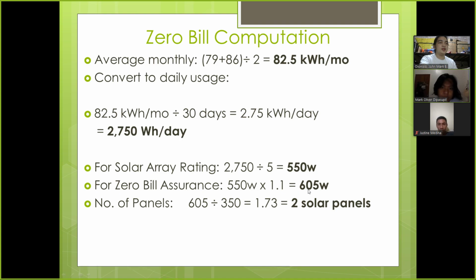So, magiging 605 watts. Ngayon, dito namin na-decide na yung 300 watts hindi yan enough. So, gagawin namin ay 350 watts. I-divide natin yun sa 605. So, 605 divided by 350 watts, 1.73 or 2 solar panels.